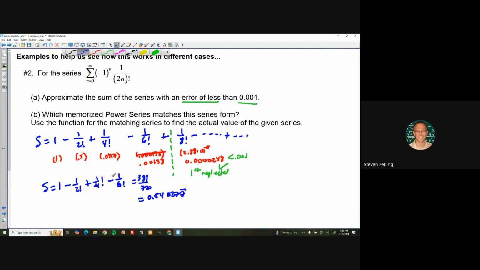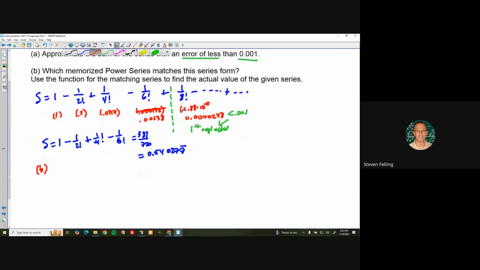Okay, now it asks a weird question. It says, which memorized power series from the second half of the unit seems to match this form? All right, for that, I'm looking at this and thinking this has got a 1 over 2n factorial. The form from the power series list that matches that most closely is the cosine. Actually, the cosine of x is this series, n equals 0 to infinity of negative 1 to the n of x to the 2n over 2n factorial.